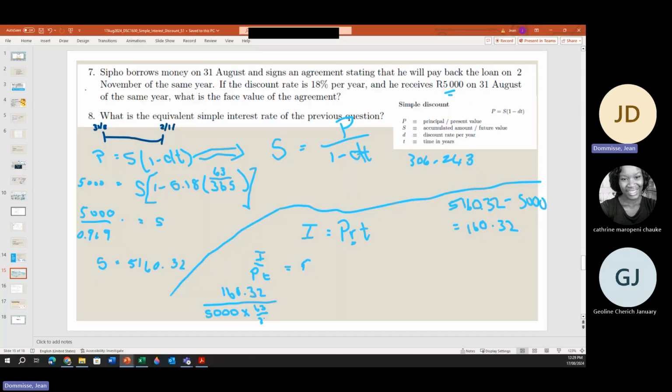What I don't like about this is that if you made a mistake in question 7, question 8 will automatically be wrong. If you worked out your future value wrong, suddenly your interest component is wrong. If you worked out the number of days between those two dates wrongly, your number of days will also be wrong in the second question.